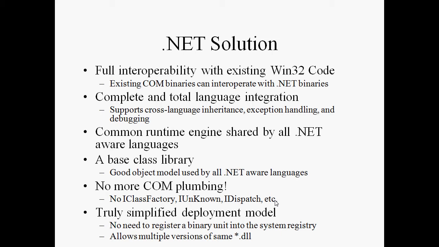And finally, the truly simplified deployment model. There is no more system registry, so you do not need to make entries in the system registry here, and you can keep multiple copies of a DLL, which was a problem in the earlier deployment. So all the deployment issues were made easier using .NET. The concept called global assembly cache made all the deployment easier here.